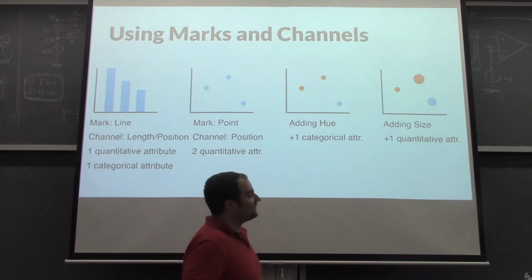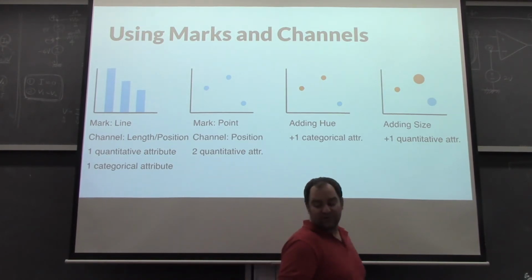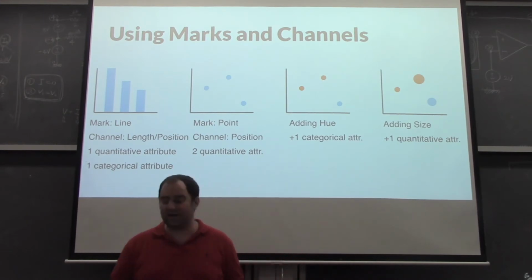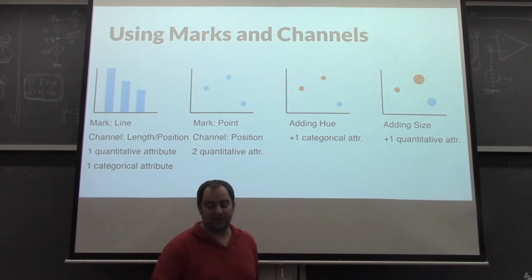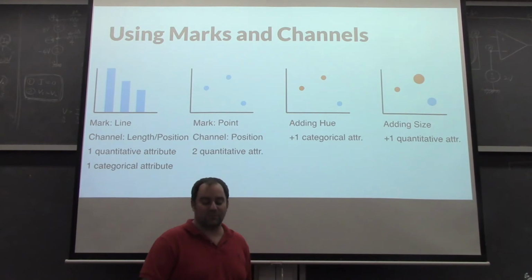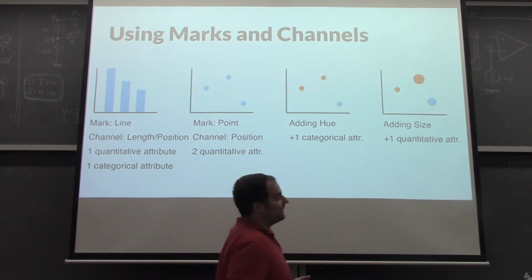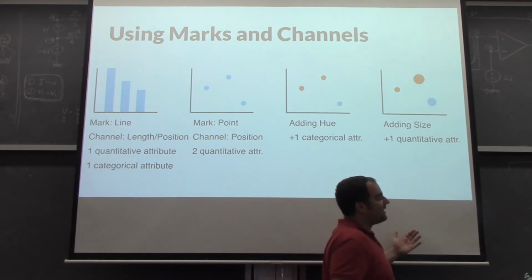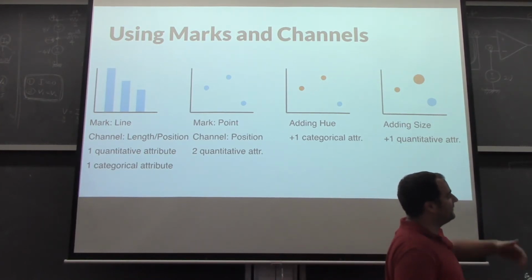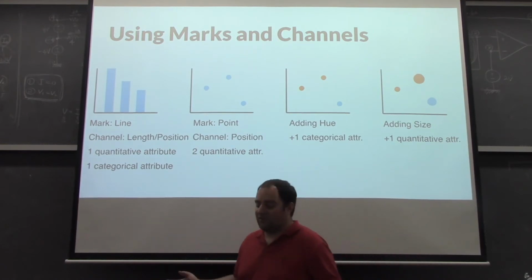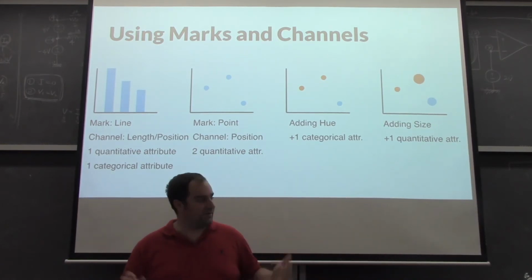Okay, so here's an example of using marks and channels. Here in the first one we have the mark being the line or the rectangle. The channel here is the length and the position. And what we're encoding here is one quantitative attribute and one categorical attribute. The quantitative attribute is the magnitude. The categorical attribute here could also be the item, but could be something like Asia, Europe, and Africa.